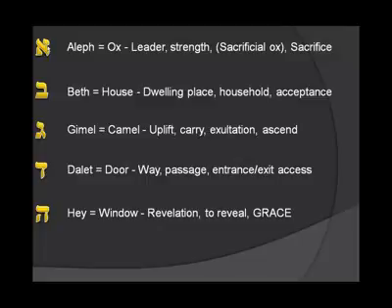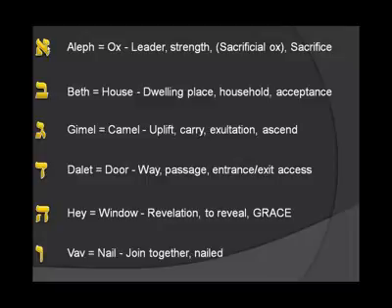The reason why we say this speaks of grace, the window speaks of the revelation that must come, and Jesus was the revelation, the mystery that was hidden for ages and generations, and what Jesus came to bring was grace. So Hey is the picture of a window which speaks of revelation, to reveal, or grace. And that is an awesome Hebrew character, and is basically in most words in the Hebrew language.